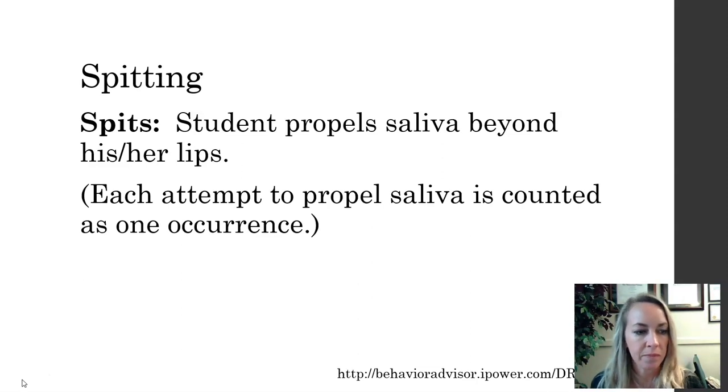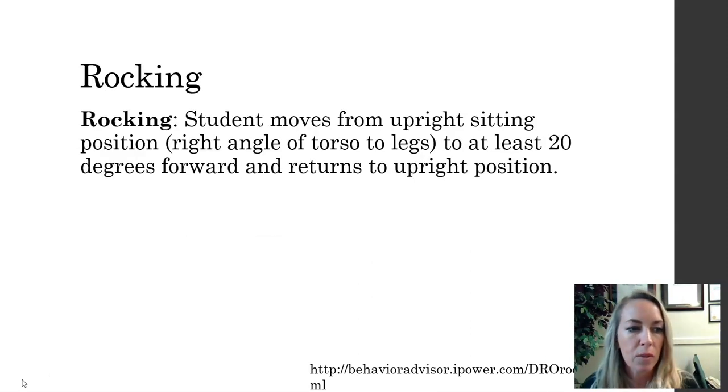Rocking. The student moves from an upright seated position to at least 20 degrees forward and returns to an upright position. Well, that's pretty specific. You would need inter-observer agreement to see if you both could judge. Is it easily judged, 20 degrees of an angle of a body? That's why inter-observer agreement is important, because then you can look at the comparison of the data to see, is this defined in a way that is usable and reliably recorded?